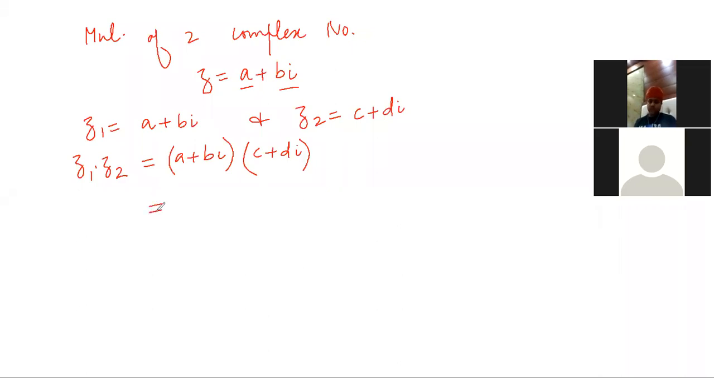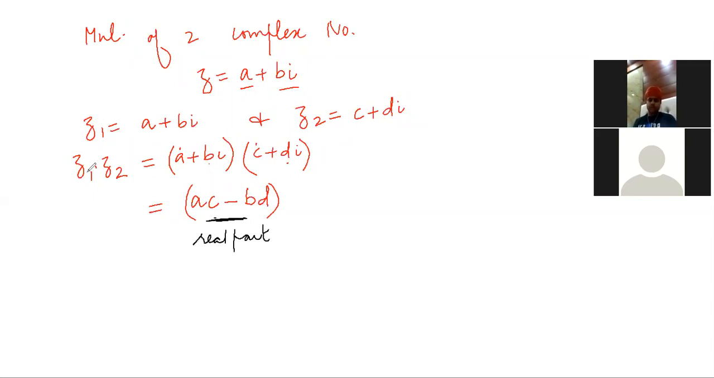So this is equal to: multiply a and c. Once again, what did I say? Multiply a and c, right? This comes AC, minus, then multiply b and d. First with third, then second with fourth, b and d. Students, this AC minus BD is the real part of the resulting complex number.